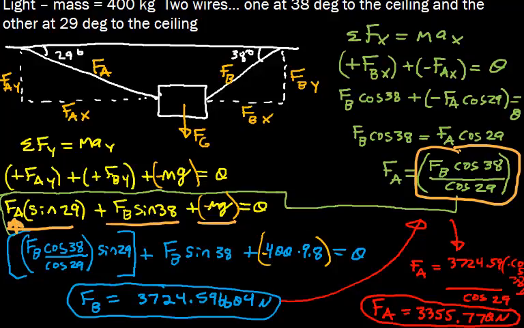And then we have FB, which is cosine of 38 over cosine of 29 times sine of 29, plus FB times sine of 38. And then we can add those together. Algebraically here, what you can do is just do cosine of 38 divided by cosine of 29, and then take that number and multiply it by sine of 29. These are just numbers, the trig functions. So FB should come out as 3,724. FA should come out as 3,355.